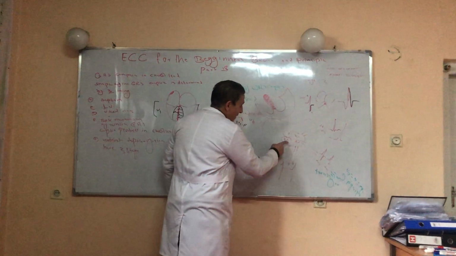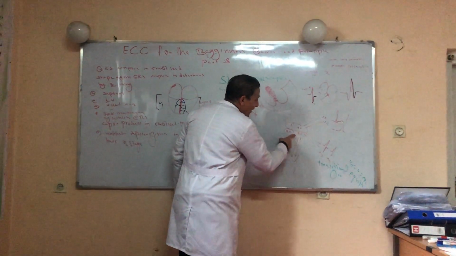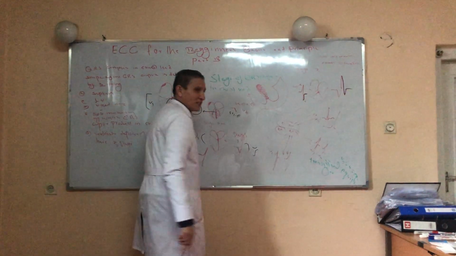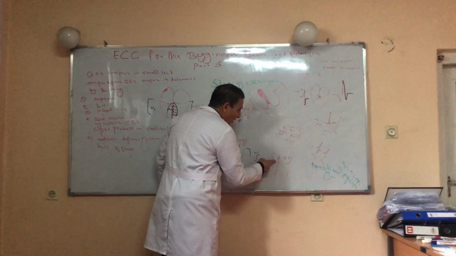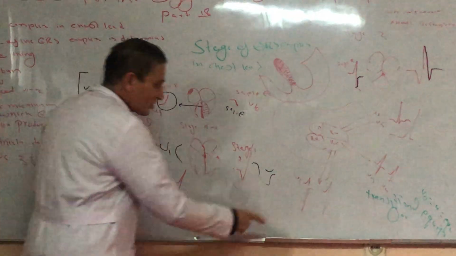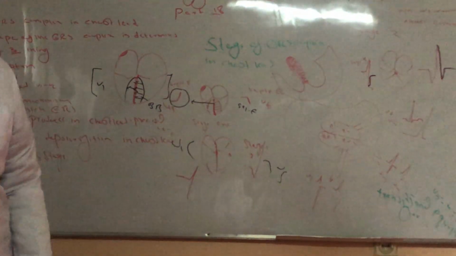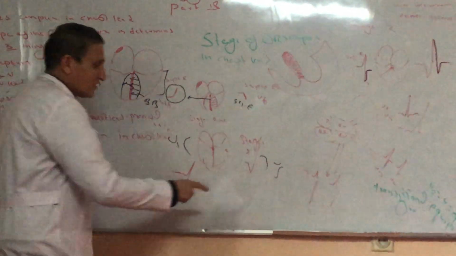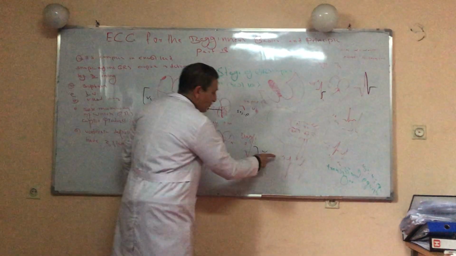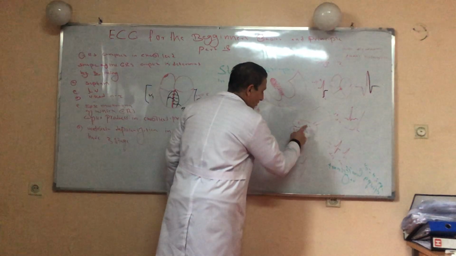For example, as I mentioned before, V1 and V2 look at the right ventricle but provide electrical information about the septum. This small R wave is called the septal R wave. And this is the S wave. This S wave represents left ventricular depolarization. This is a little bit tricky. V1 and V2 look at the right ventricle but provide electrical information about the septum.